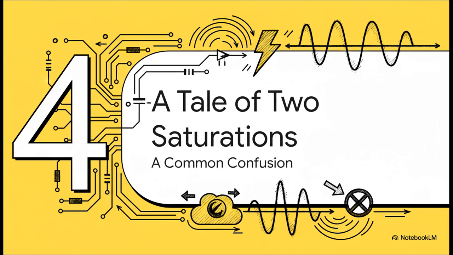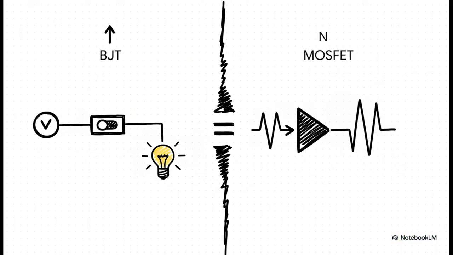Okay, for our last section, we really need to tackle something that trips up pretty much everyone when they first learn electronics, and that is the very confusingly named saturation mode. Okay, here's the problem. The word saturation means one thing for our BJT and something completely different, almost the opposite really, for its more modern cousin, the MOSFET. For a BJT, saturation means both junctions are on, the faucet is wide open, and it's just a closed switch. The collector current is maxed out. But for a MOSFET, saturation is its main amplifying region. It's a huge source of confusion.